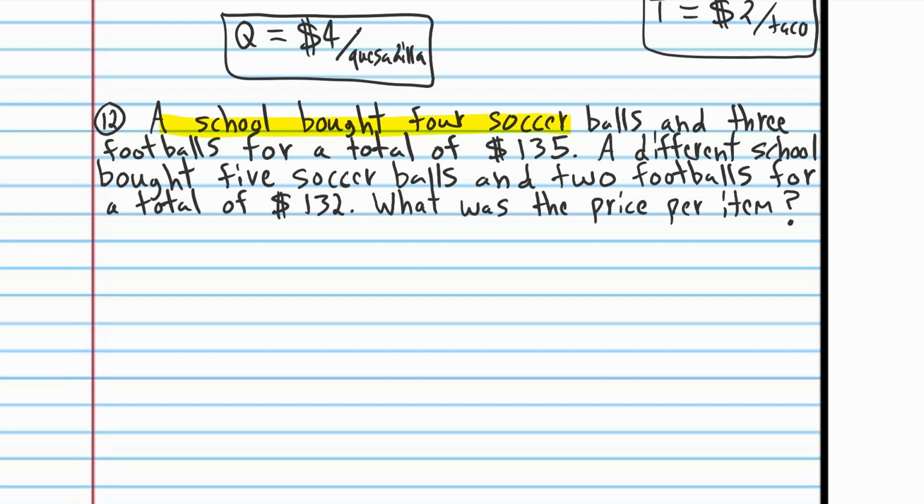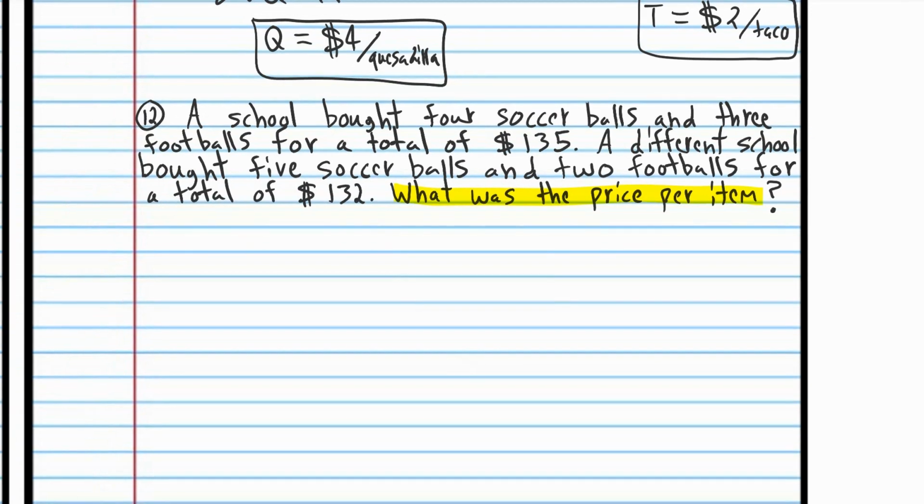A school bought 4 soccer balls and 3 footballs for a total of $135. A different school bought 5 soccer balls and 2 footballs for a total of $132. What was the price per item? So again, we start by defining variables. And what are the variables going to be defined as? Well, that's just what the problem is asking. So what was the price per item? So we're going to let S be the price per soccer ball. And F is going to be the price per football. Now we generate our system of equations.